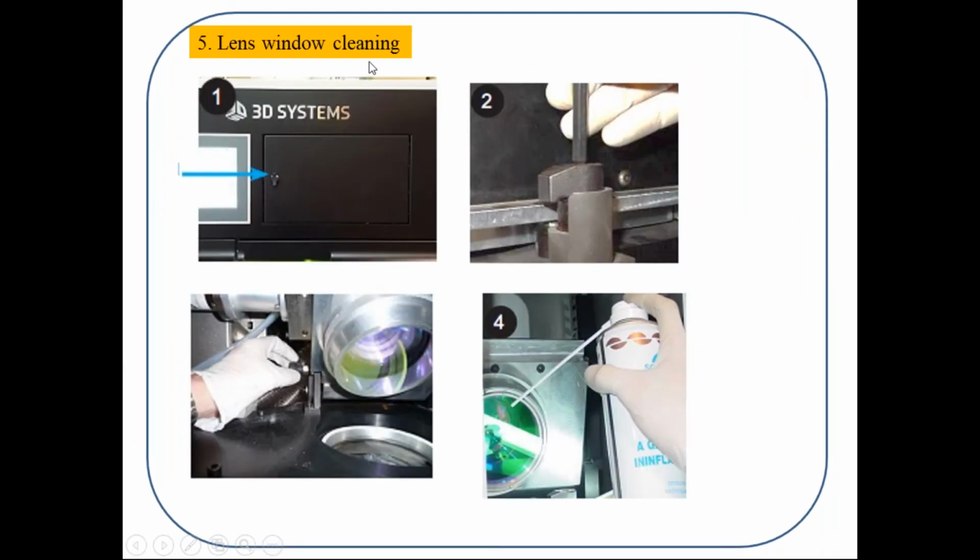Now lens window cleaning. For lens window cleaning, we open this window, tilt the lens window with the Allen wrench, and clean with aerosol, followed by a paper towel with degreaser.